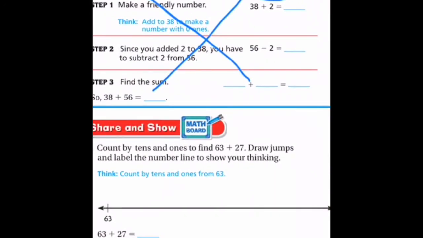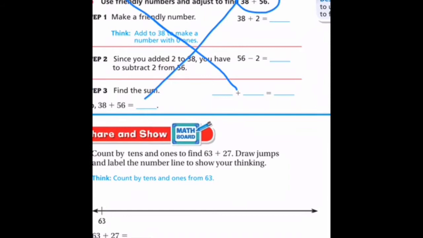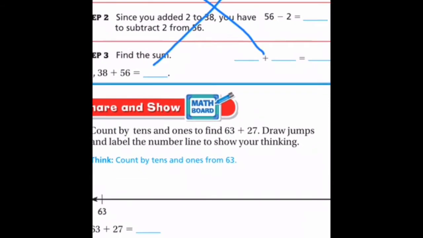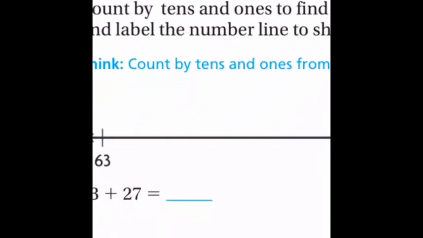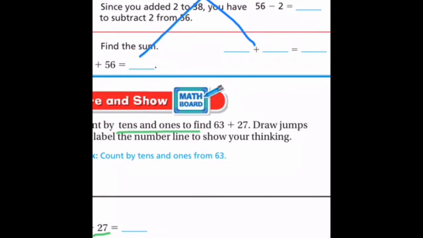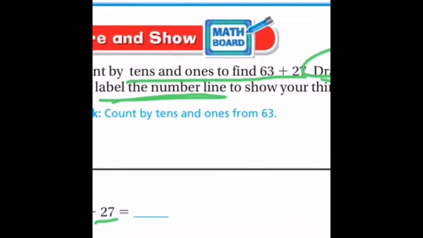Let's look at share and show. I'll do the first one. You will have to do the rest of the share and show on page 25 and bring it to me so I can check it, but let's do this first one together. Now again, here, if you're comfortable, definitely pause the video, go ahead and draw all your jumps, and then after you resume the video, you can check your work and see how you did. So we have 63 plus 27. The directions say to count by tens and ones to find an answer. Draw your jumps and label the number line. Those are important to follow the directions.